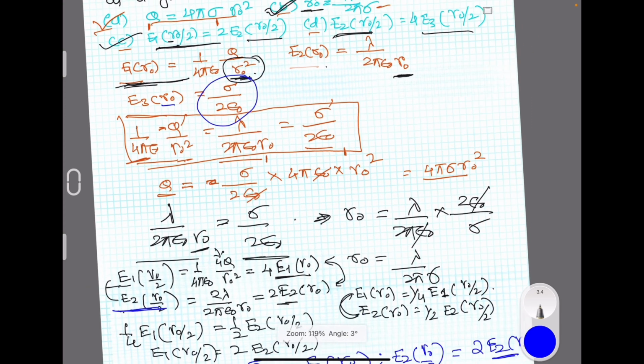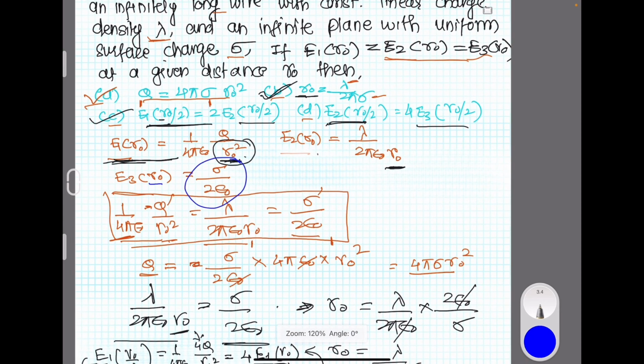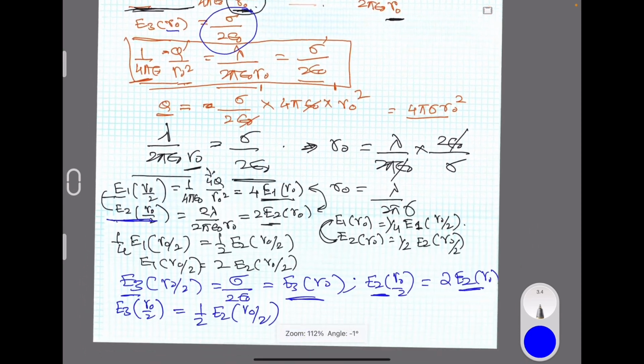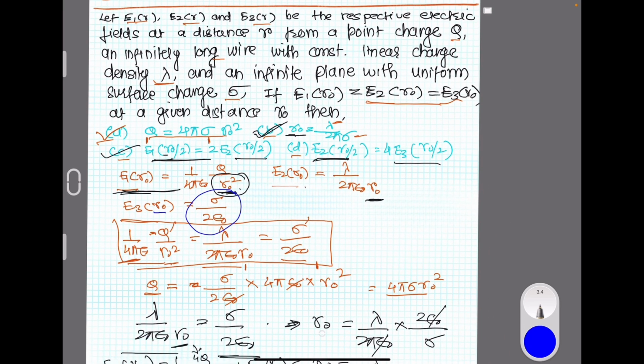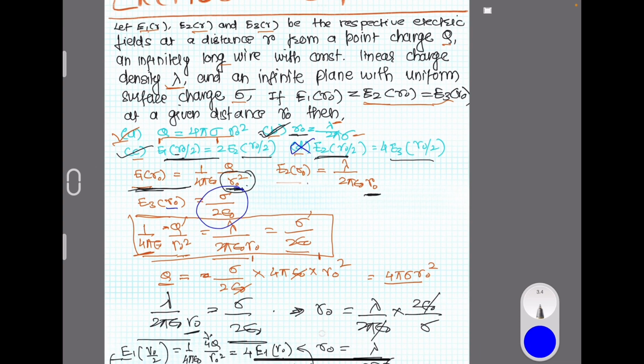Okay, so we will check what was our option. E2 of R naught by 2 is 4 times E3 of R naught by 2. But E2 of R naught by 2 is actually 2 times E3 of R naught by 2. So this fourth option is wrong. Okay, so this is how we solve this problem that came in JEE Advanced 2014 exam. It is a multi-option answer question. So 3 options A, B, C are correct and the fourth one D is wrong. Thank you for watching this video. We will see you in the next video.